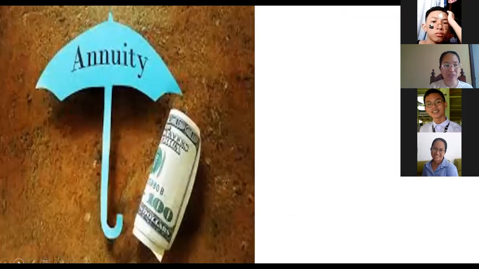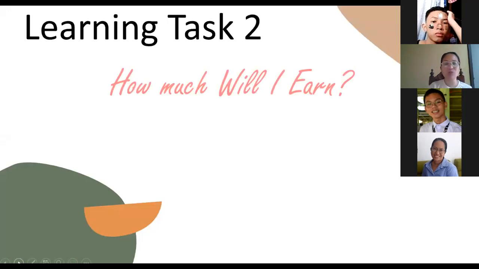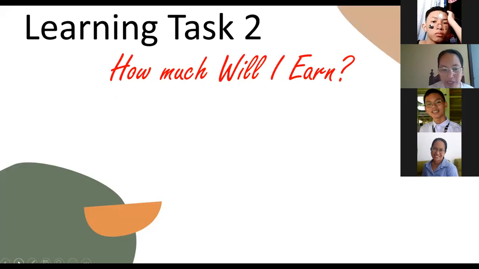Okay, next we'll have the future and present values of simple and general annuities. So these are the objectives. Baka dito makukuha natin bakit siya naging ganon, kasi dito may formula na. Okay, let's try this learning task number 2. So this is entitled, How Much Will I Earn?